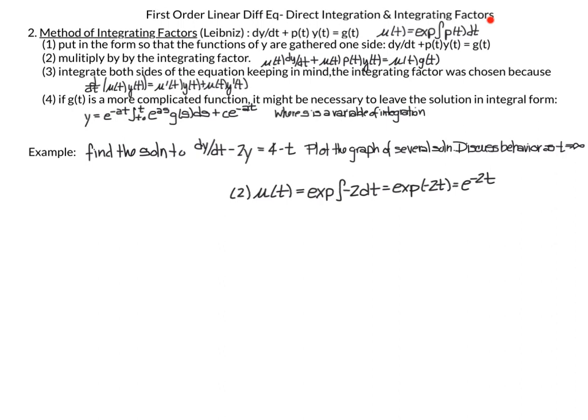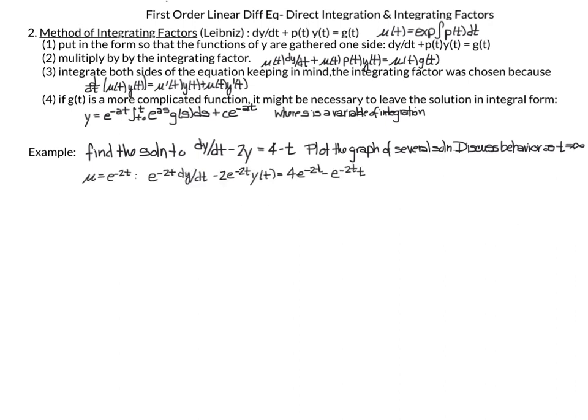Again, I haven't solved this in general. I haven't shown you how we can derive this, but we will derive it next, after this example. Now that we have our mu, we're going to multiply our entire equation by mu. So we have e to the minus 2t times dy dt minus 2 times e to the minus 2t y of t. And again, I wanted to emphasize that this y is a function of t, is equal to 4 times e to the minus 2t minus t e to the minus 2t.